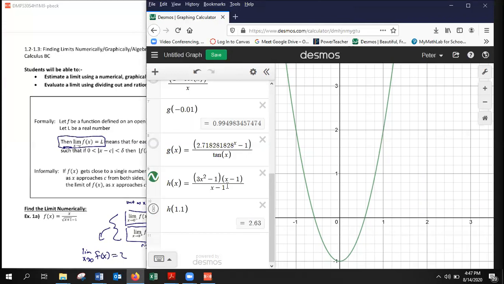Can we do that? We're first going to do that as we talk about what's happening really, really close. Now, if I plug in h of 1.1, 2.63 is not really close to the y value of 2, which is what we're looking for. So I would argue that this is not close enough. Well, what is close enough for me to determine what that y value should be?